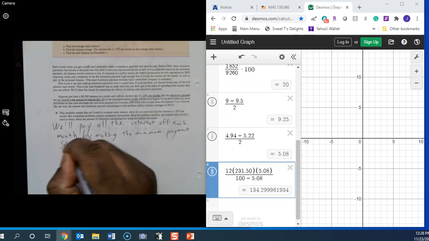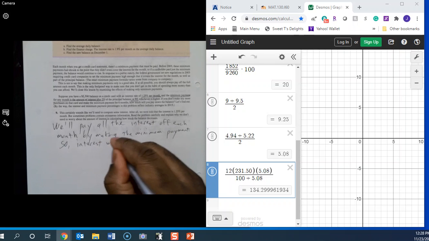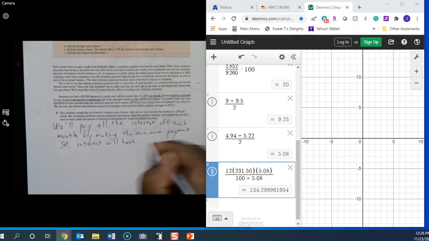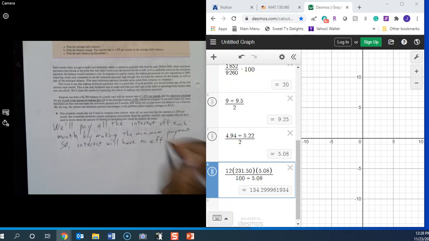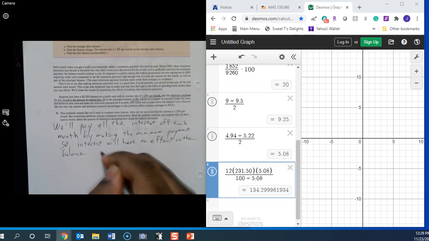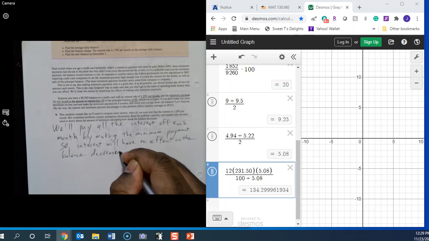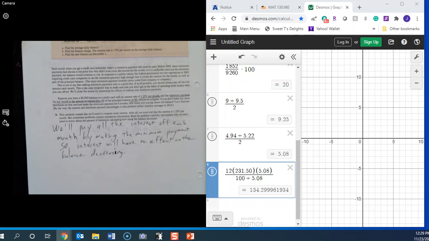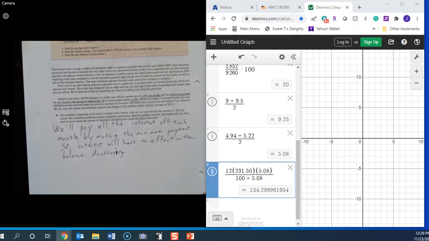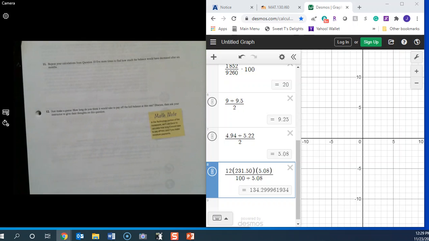So interest will have no effect on the balance decreasing, because we already pay the interest. Now, it will affect us as far as we're paying that money, but it won't affect us as far as not decreasing the amount that's owed.